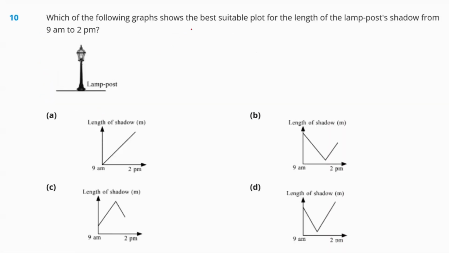Which of the following graphs shows the best suitable plot for the length of a lamp post shadow from 9 a.m. to 2 p.m.? Okay, for shadow, we know the rule that the shadow of any object would be the largest in the morning and evening time, right? And it would be smallest in the noon time, right? So what do we mean by that? In the morning, it would be highest, at 9 a.m. time, and then it would start decreasing towards the 2 p.m. side. If we see here, where is the longest shadow here?